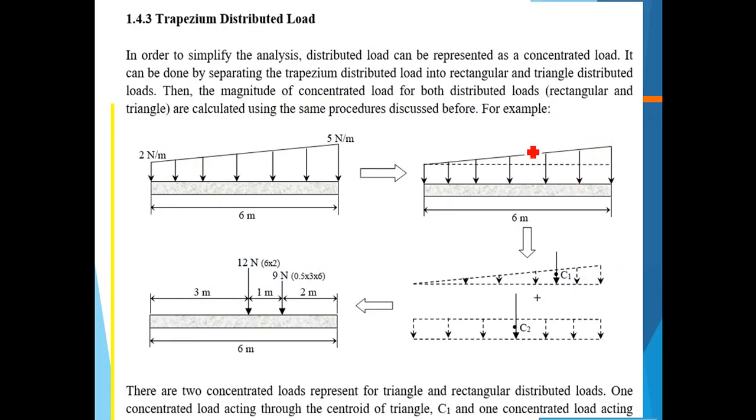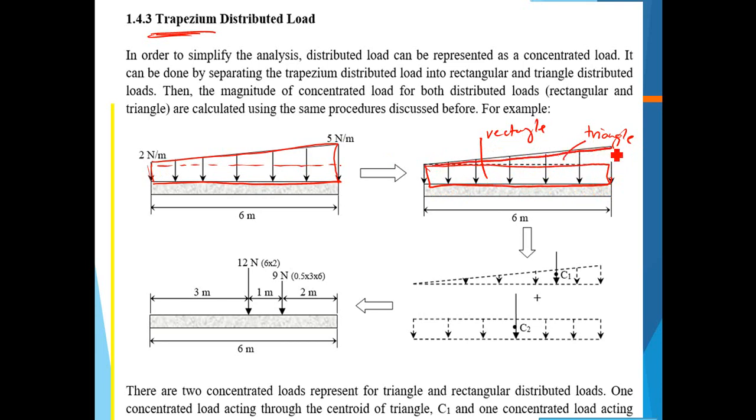The last type of distributed load is the trapezium type. You see, this is a trapezium type of distributed load. If you have this type of problem, you divide it into two parts: a triangle distributed load, and the other one here, a rectangle distributed load. So you have two different distributed loads, triangle and rectangle.